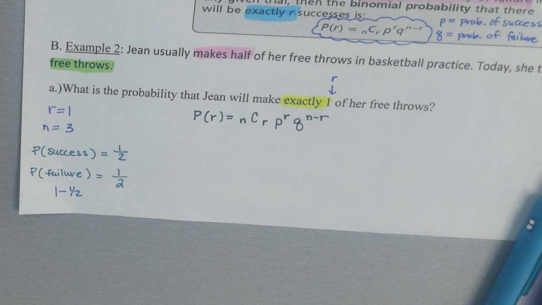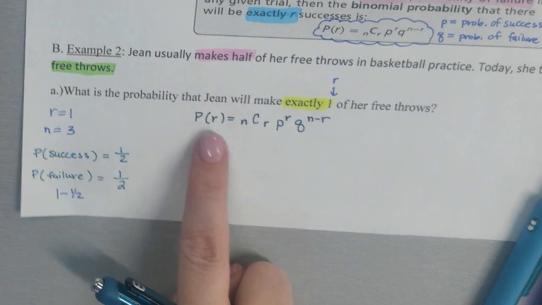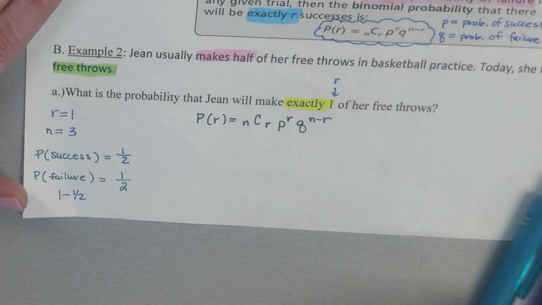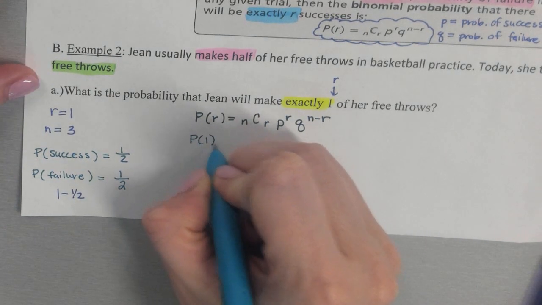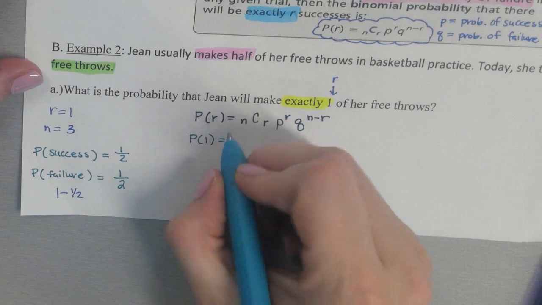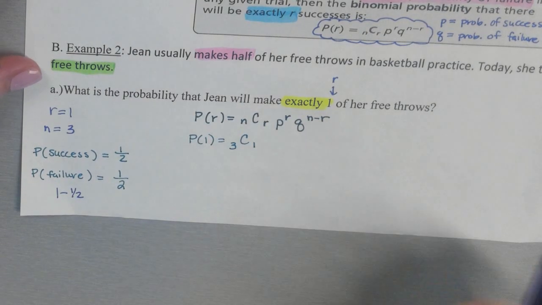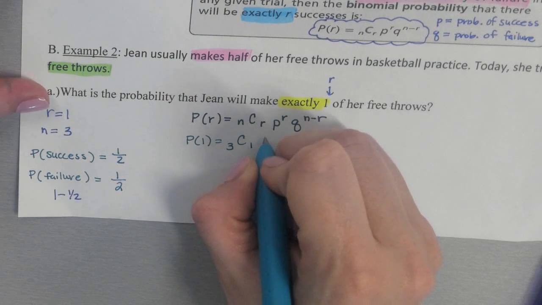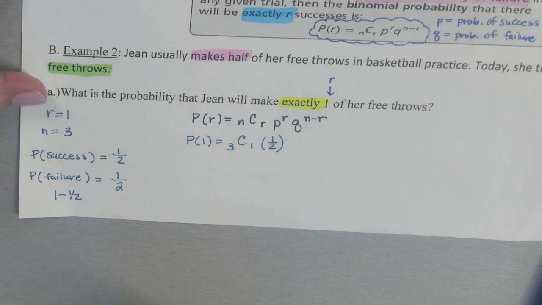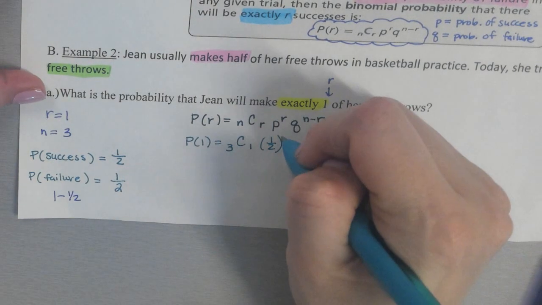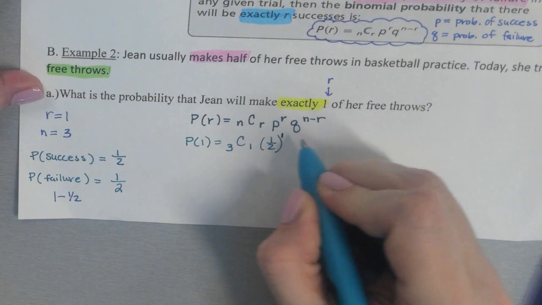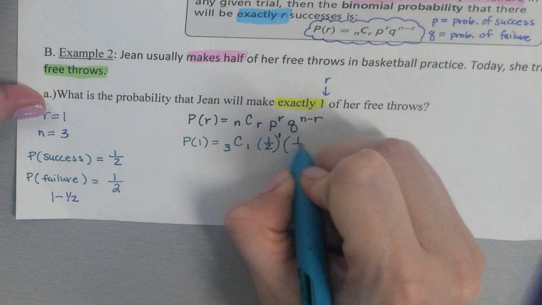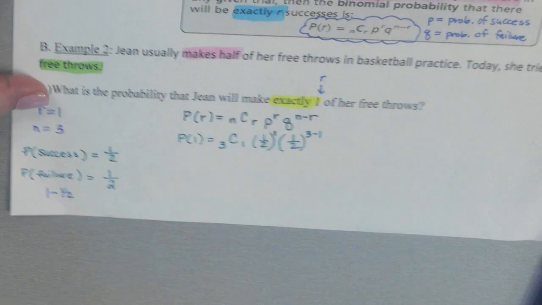These types of problems are not difficult to compute, it's just the setup. Okay, so if you have the setup right, then usually the rest of the problem goes very well. So our R value is 1, so the probability that she'll make exactly 1 free throw, I'm going to use my N value, which is 3, so this is 3C1. And then your probability of success is P, so that's 1/2, to the value of R, which is 1. And then this is Q to the N minus R, so this is 1/2 to the 3 minus 1.